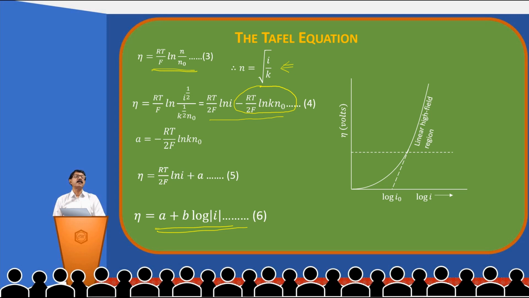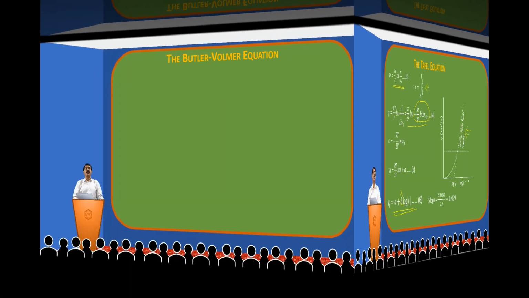And it is observed that the straight line is obtained only at a high field region. The slope of the graph is B. B means 2.303 RT by 2F. If you find out the numerical value, it is 0.29 at ordinary temperatures.